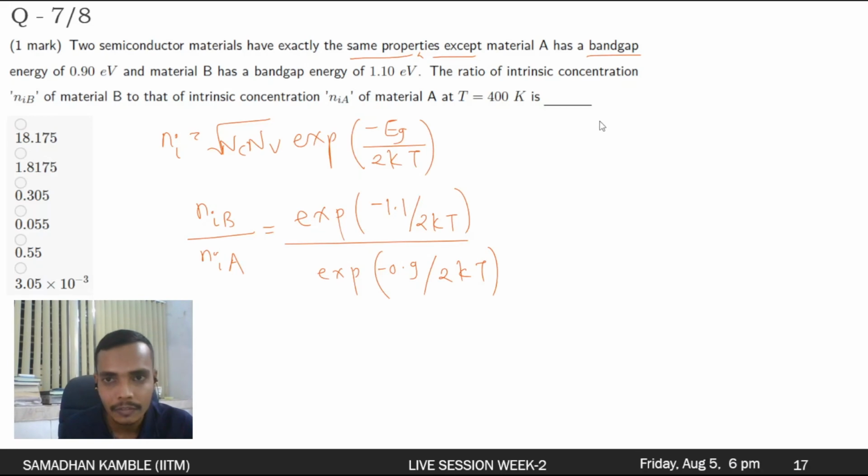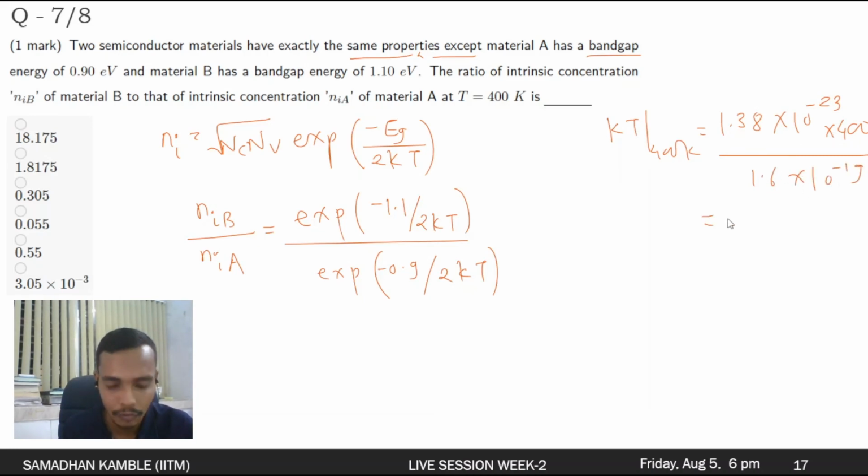Okay, so let us first find out the value of kT at 400 Kelvin, which is 1.38 times 10 to the power minus 23 times 400, and we want it in electron volts. So 1.6 into 10 to the power minus 19 we can divide, and kT at 400 Kelvin is essentially 0.0345.